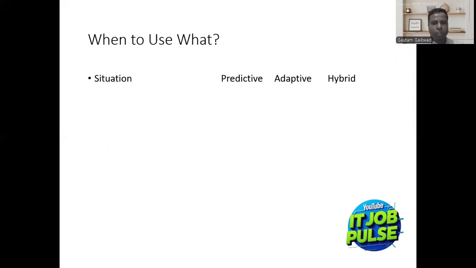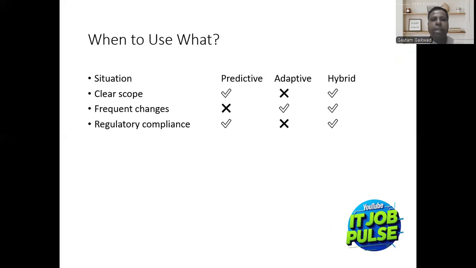When to use what situation: predictive, adaptive, or hybrid. It's basically a comparison. When there is a clear scope, predictive is good, adaptive is not required, hybrid also works. With frequent changes, predictive will never work, adaptive and hybrid work. For regulatory compliance, which is a critical thing, predictive and hybrid both work, but adaptive won't. For innovation projects, predictive is not required, adaptive and hybrid can both be used.